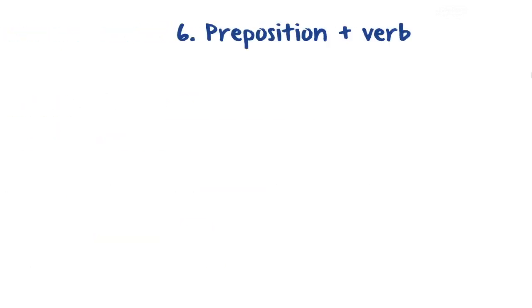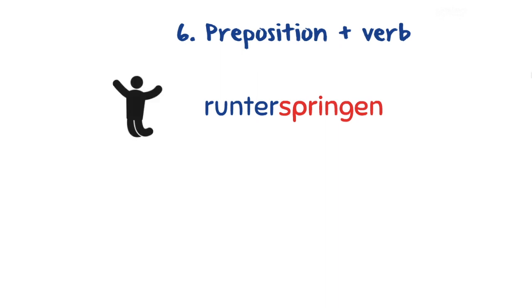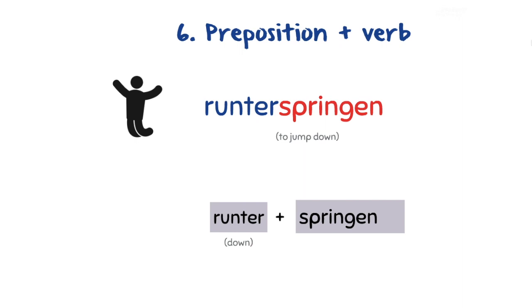Let's continue with preposition plus verb with the vocabulary runterspringen, which can be translated as to jump down. Runter can be translated as down, plus springen, to jump. Here we have the rule: the last word determines the word type. Springen is a verb, therefore runterspringen is a verb.